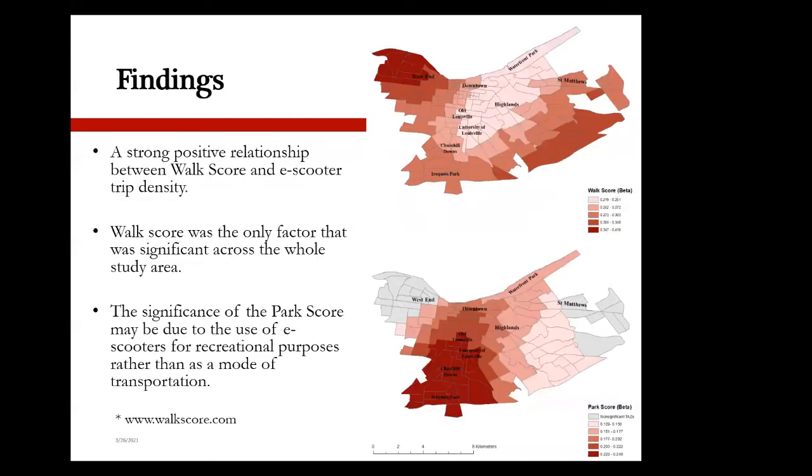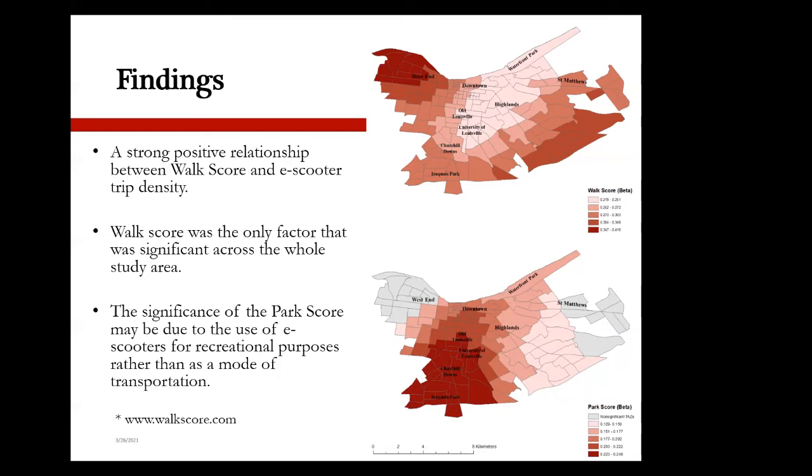Here you can see the impact of walk score and park score on e-scooter trips. There is a strong positive relationship between walk score and e-scooter trip density. In fact, walk score was the only factor that was significant across the whole study area. And about park score, the significance may be due to the use of e-scooters for recreational purposes rather than as a mode of transportation.